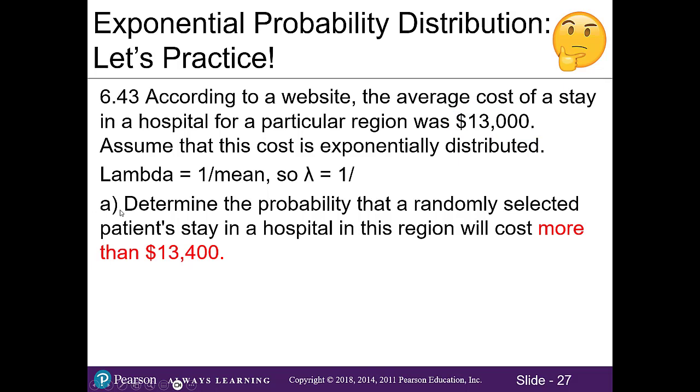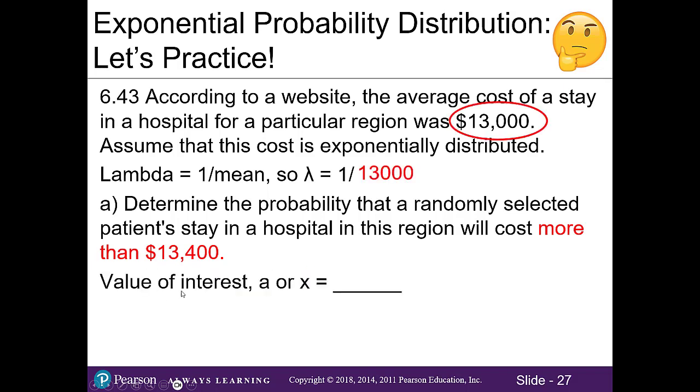And then in part A, it asks, determine the probability that a randomly selected patient stay in a hospital in this region will cost more than $13,400. So what's the value of interest, or the thing we're solving for? That's going to be our x, and that comes from the question. We're solving for more than 13,400. So there's my x that I need to know. And just to make sure we know how to set it up, we're writing it as a probability. We're curious about x dollars being greater or equal to 13,400.